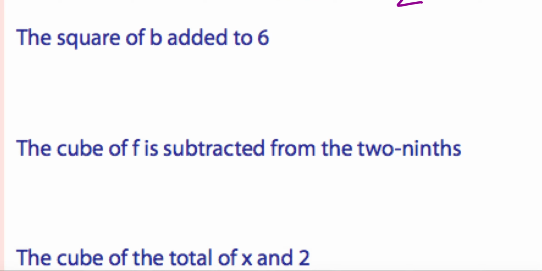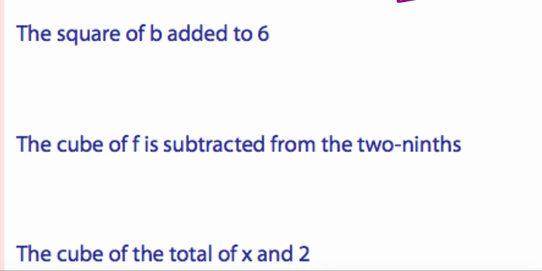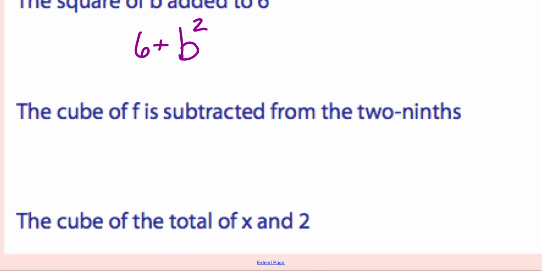All right, let's look here. The square of b added to 6. That's pretty easy. The square of b, so I need b squared, and I'm going to add that to 6. Again, the commutative property says it doesn't matter the order for this one, but according to the verbiage, it is telling me that I am taking the b and I'm adding it to the 6. Again, if these are moving too fast, hit the pause button. That's the beauty of video learning.